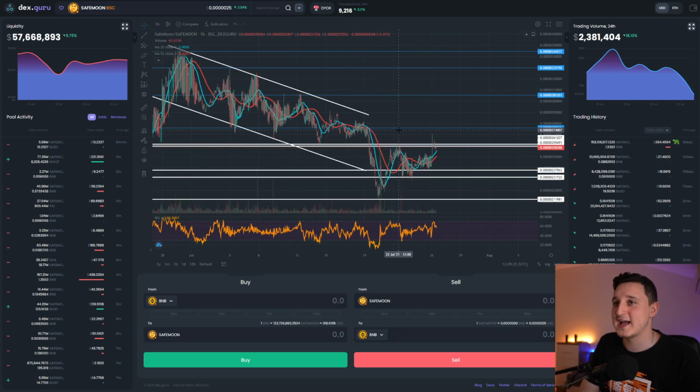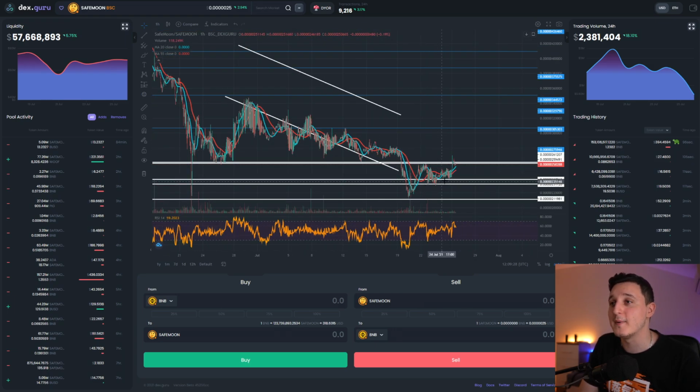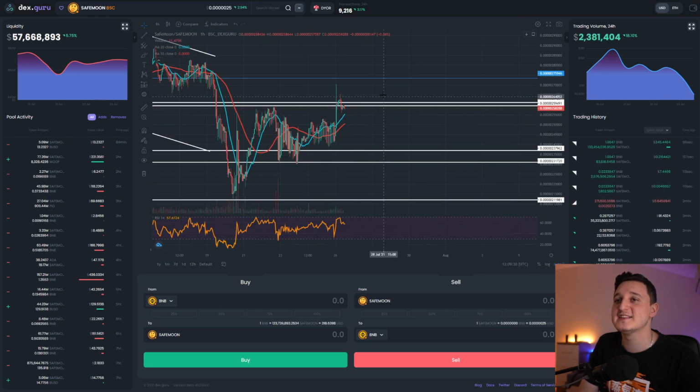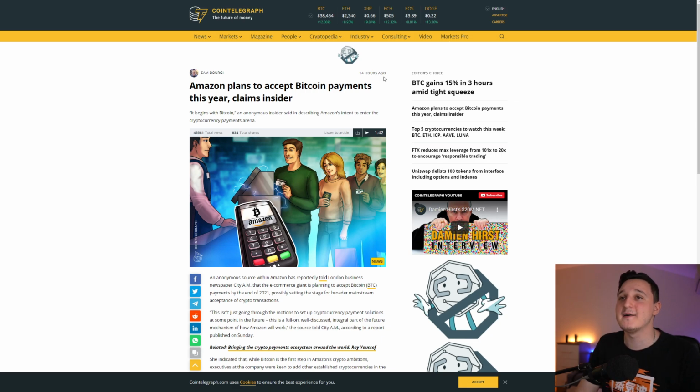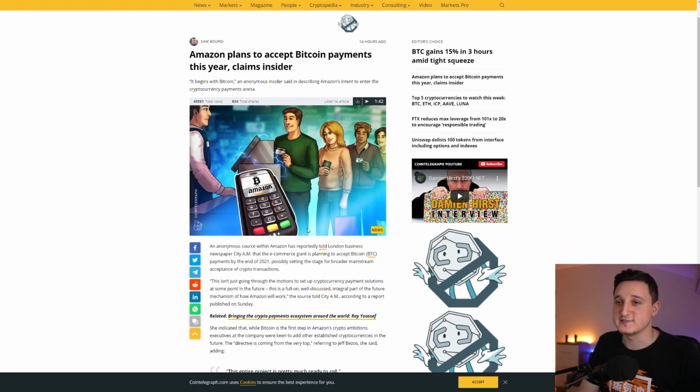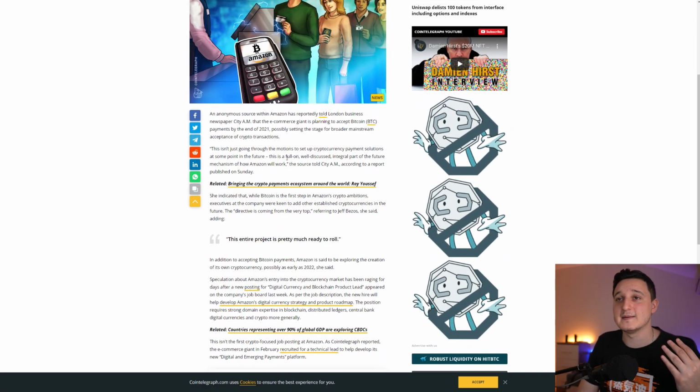Now, what actually happened here, the biggest reason why we did go up is because actually this spike here is because of the whole crypto world. It's because of Amazon here. So something big happened to Amazon. So at Amazon, basically, it says here, Amazon plans to accept Bitcoin payments this year, claims insiders. So they're working on implementing Bitcoin on the Amazon platform, which is just a huge endorsement here for crypto. So, like I said, Amazon here, one of the biggest e-commerce stores ever, one of the biggest businesses in the world, is basically adding crypto.